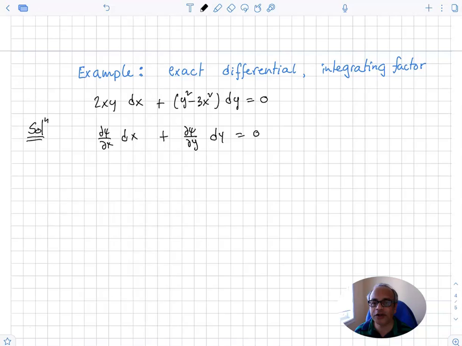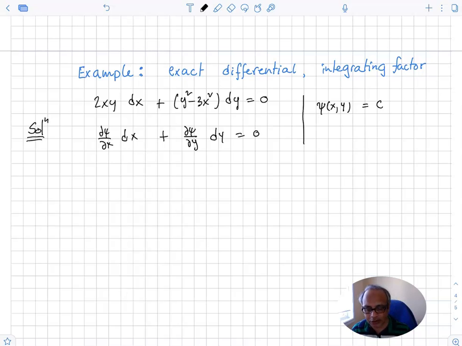So first you think for a potential psi, the function of x, y, is a constant c. So you look for psi. If the equation has to be exact, then it has to be in the form of partial psi partial x times dx plus partial psi partial y times dy equals 0, where partial psi with respect to x is 2xy and partial psi with respect to y is y square minus 3x square.